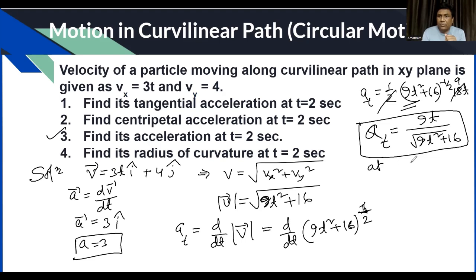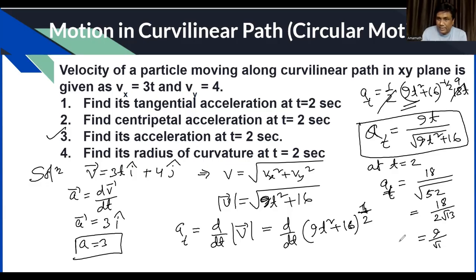So at T equal to 2, it will be a very big value, but whatever it may be, I can easily calculate. So 9 into 2 will be 18. And this will be 9 into 2 to the 4, 36, 36 plus 16, this is 52. So that AT will be this. 18 by 52, so it will be 2 root 13. So it means 9 upon root 13. That will be the AT. So AT is found, and net acceleration is also found.